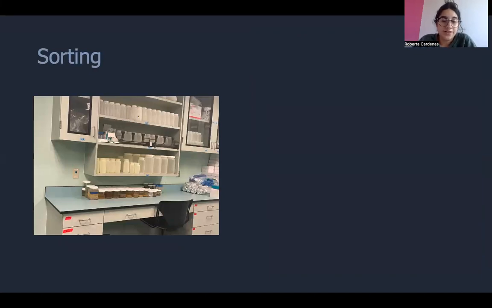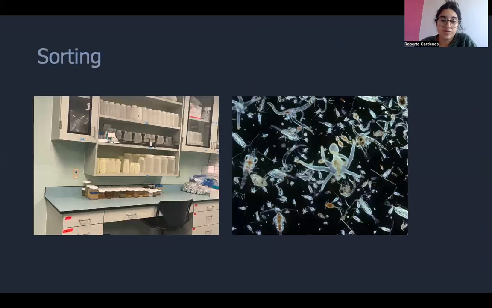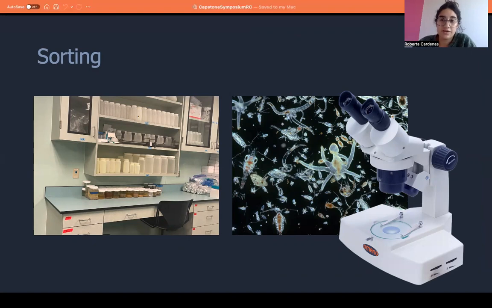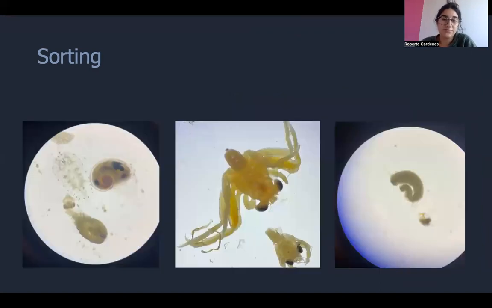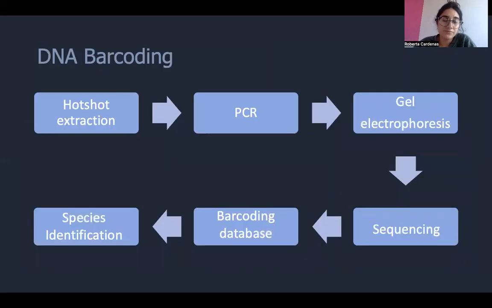The first thing I did was I sorted through each of these jars shown on the left, and I used a dissecting microscope to sort through each individual sample and pull out each megalops that I found. And these are some of the pictures that I found while sorting through these samples.